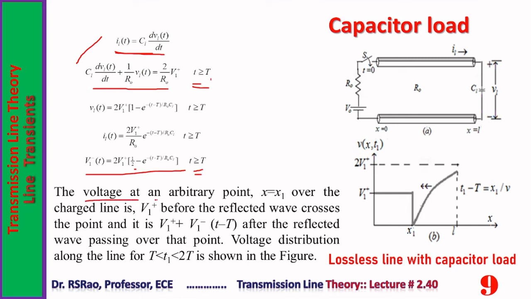The voltage at an arbitrary point x equal to x1 over the charged line is V1 plus before the reflected wave crosses the point, and it is V1 plus plus V1 minus (t minus T) after the reflected wave passes over that point. Voltage distribution along the line when t1 is in between T and 2T is shown in the figure. Here, an exponential rise from 0 is moving towards the source. In case of inductor load, it is an exponential fall that is moving towards the source.